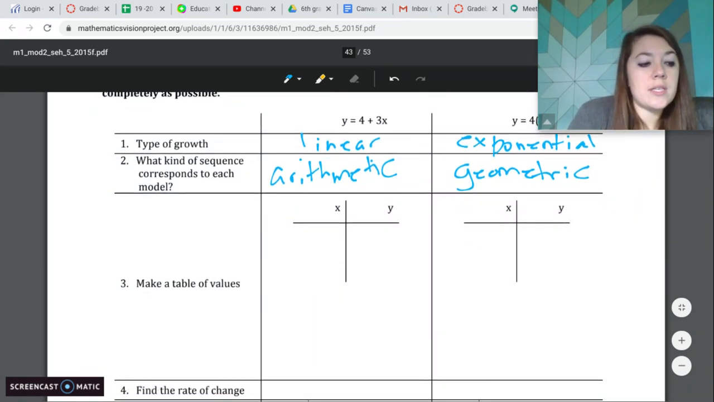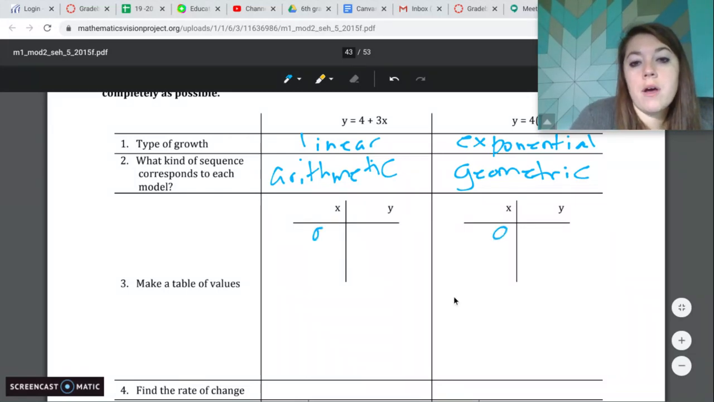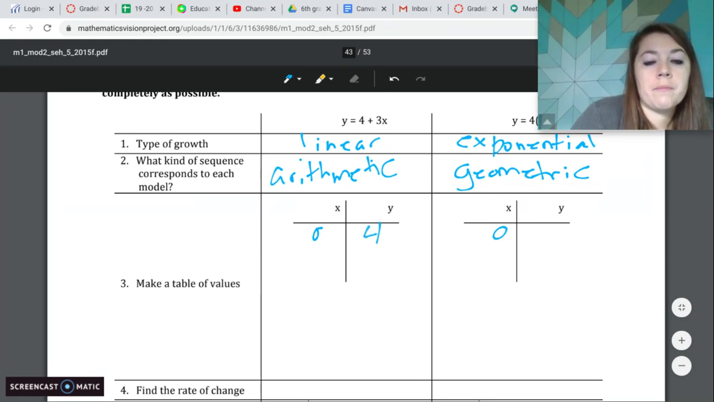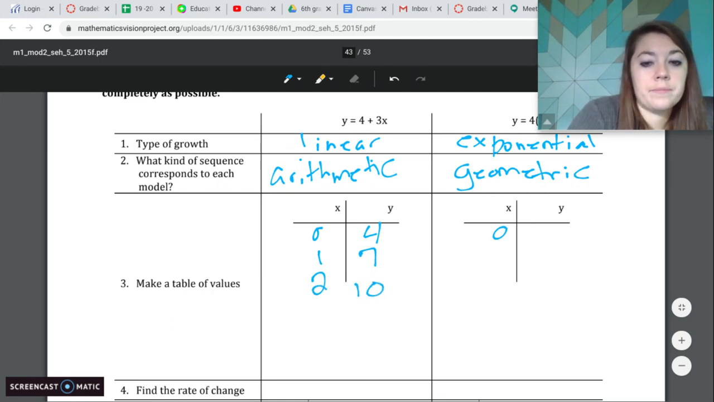All right, the next thing we want to do is make a table of values. So I'm going to use 0, 1, 2, 3. So for x, if we plug in 0, 3 times 0 is 0, plus 4 is 4. Then we'll do 1. 3 times 1 is 3, plus 4 is 7. We'll do 2. 2 times 3 is 6, plus 4 is 10. And then 3. 3 times 3 is 9, plus 4 is 13.